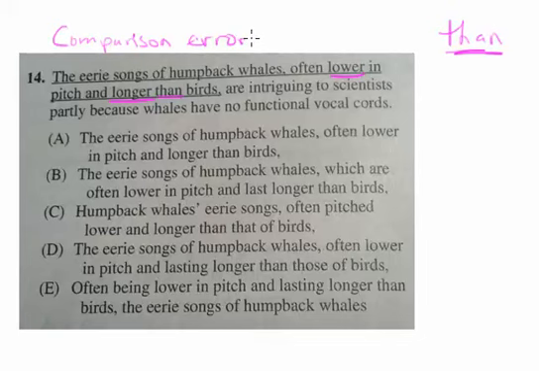You could say a whale is bigger than a bird, because then you're comparing animal to animal. But you can't say the song of a whale is longer than a bird, because then you're comparing a song to a bird. So we could fix this in a number of different ways.